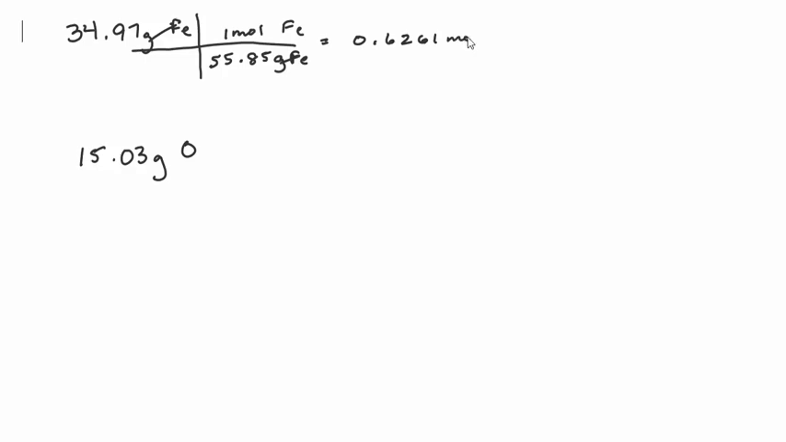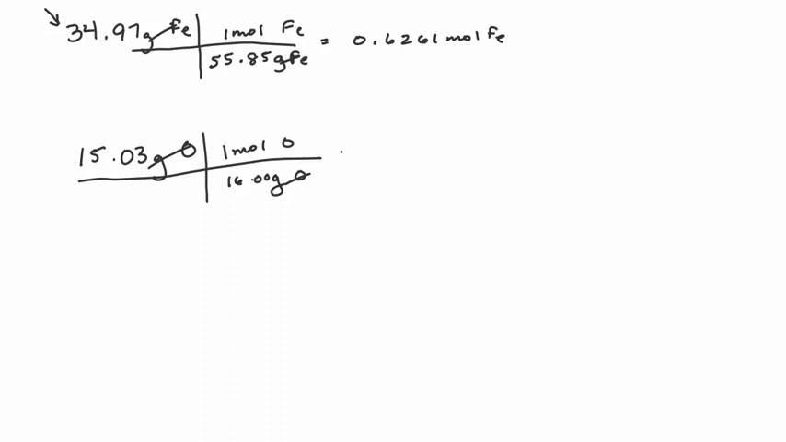So for oxygen, 1 mole of oxygen is 16.00 grams of oxygen. Again, making sure our grams of oxygen cancel with grams of oxygen. And I get a value of 0.9394 moles of oxygen. Now, it's tempting to round these numbers and call it done, but that is incorrect. What we need to do is find the ratio and compare.